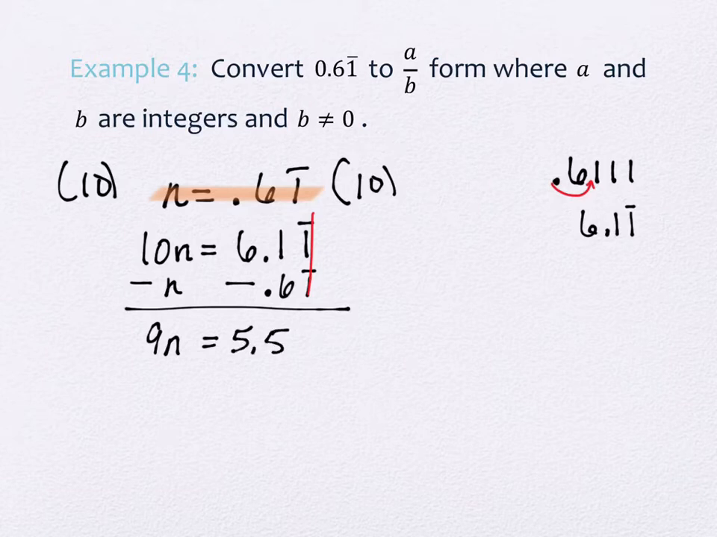5.5. Okay, everybody good with that? Okay, so what would my next thing I need to do be? Goal is to solve for n. Divide by 9. Now, unlike the last problem, I'm not actually done here. Does anybody know or see why? Yeah, I have a decimal inside of a fraction. That's not a reduced form of anything.